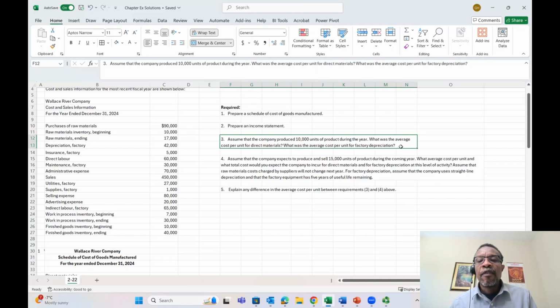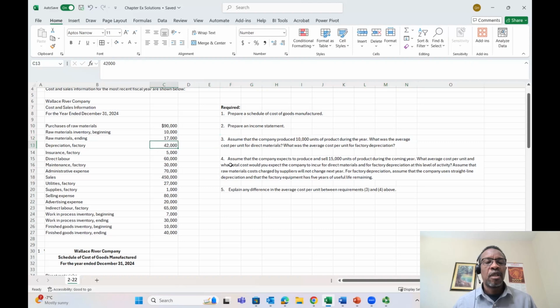Now, when we look at the factory depreciation, on the other hand, we're using straight line depreciation, so it will be the same amount every year. The amount given here is $42,000, right? So every year we're expecting that the depreciation amount will be $42,000. It doesn't matter because it's straight line depreciation. We take the total amount and we divide it over 5 years, right? So it will not change. Therefore, it doesn't matter how many units of goods are produced, it will remain 42,000. So we realize that the factory depreciation is fixed.